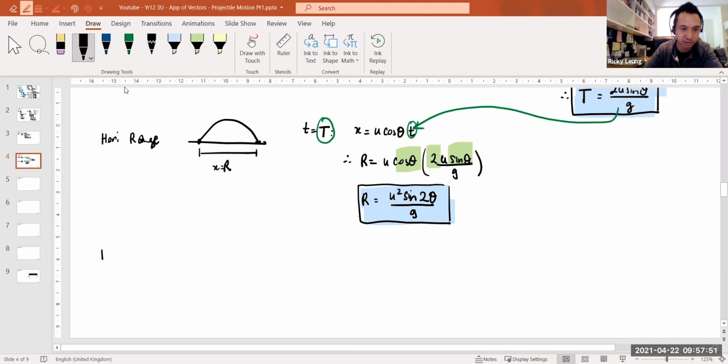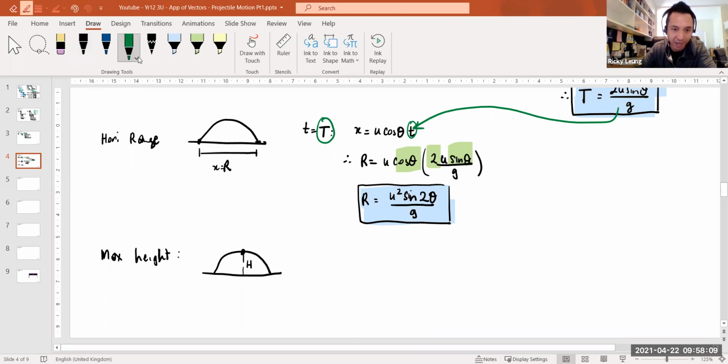So max height. This is vertical, right? Diagrammatically, I have a projectile and the max height is there, and I need to know that. Now, what happens, guys, at this one? Over here, I should really say time equals capital T, just to get the diagram working. What happens at max height?